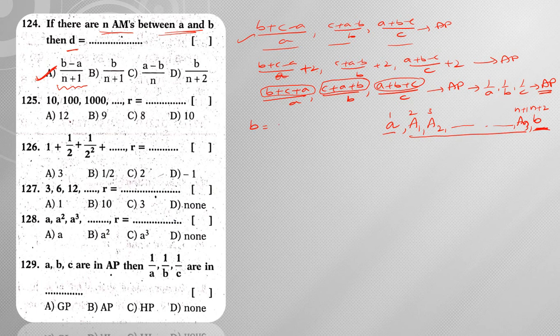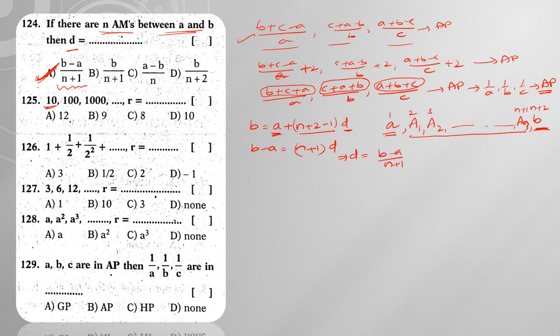What is the form of the (n + 2)th term? a + (n + 2 - 1)d. Here the first term is a only, so that's why I have written a. Now I need the value of d. From this, b - a = (n + 2 - 1)d, which is (n + 1)d. So d = (b - a)/(n + 1). Hence the answer is (b - a)/(n + 1).